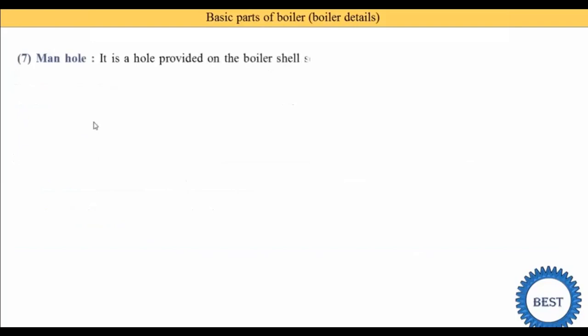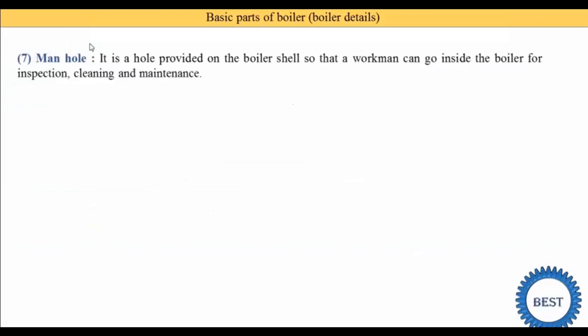Next is the manhole. It is a hole provided for a man. From this hole, men are able to go inside the boiler when the boiler is under maintenance or for inspection purposes. During working conditions this hole is closed. So it is a hole provided on the boiler shell so that workmen can go inside the boiler for inspection, cleaning and maintenance while the boiler is switched off.